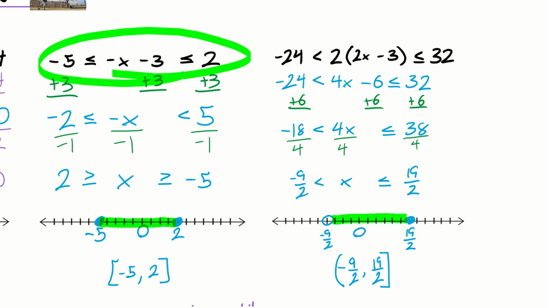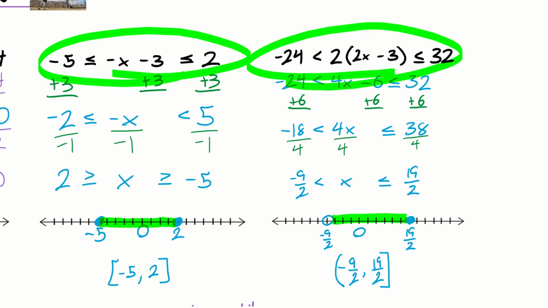And the one with the 24 and the 2 that you had to distribute right here, if you did all your math correctly, you're welcome to leave them as improper fractions. In fact, I encourage it. You would have gotten -9/2 and 19/2. So all the solutions are between -9/2 and 19/2, but not including -9/2 itself. So open circle and parentheses. All right, hopefully you did all right on those.